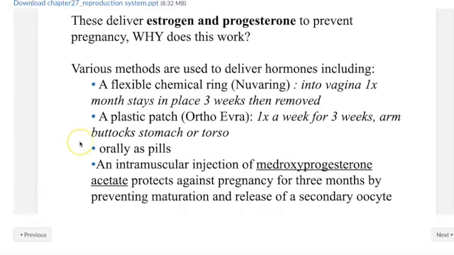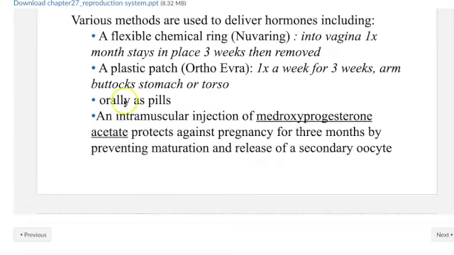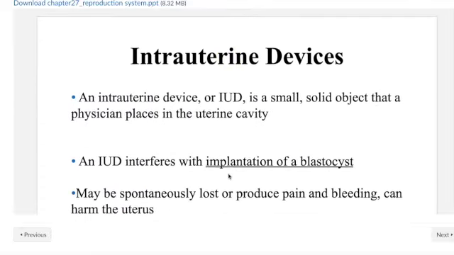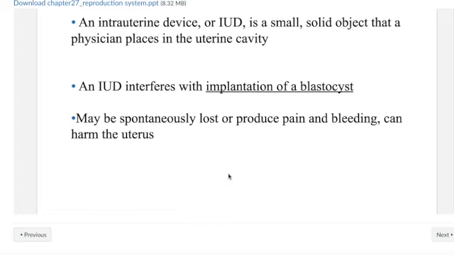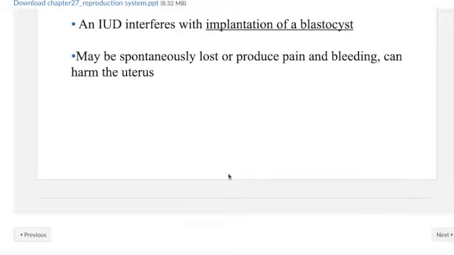And you can take hormones. There's oral, and you can take the pills. There's an injection that you don't have to worry about. It protects against pregnancy for 3 months. And then there's the IUD, which is inserted by surgery, and it prevents the sperm from going in. But if it's misplaced, you're going to get pregnant, and you might have pain and bleeding.